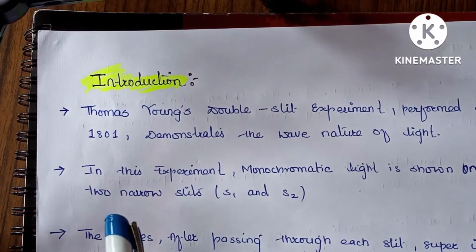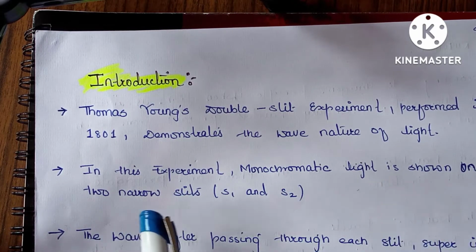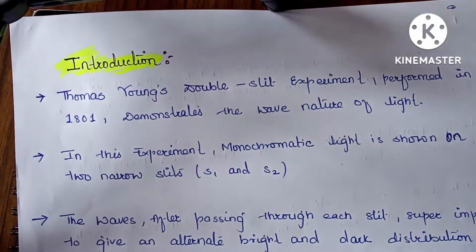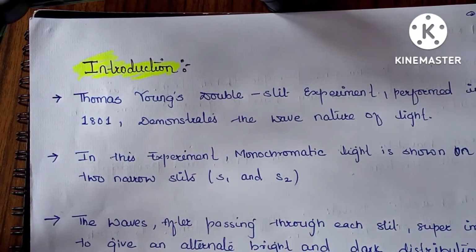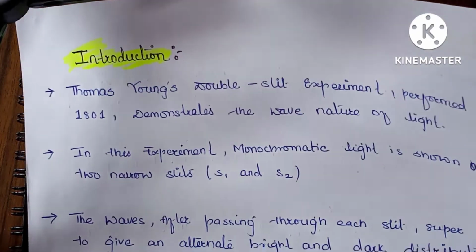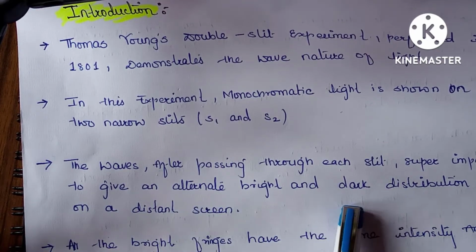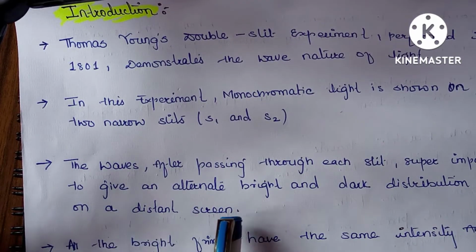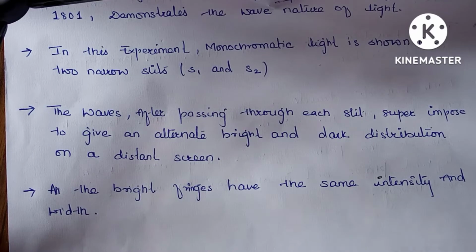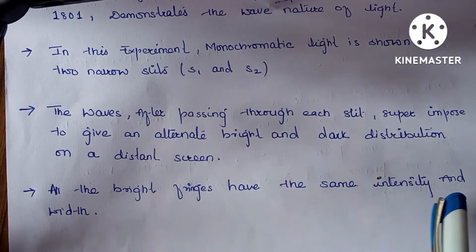Number 2. In this experiment, monochromatic light is shone on two narrow slits. You can call them S1 and S2. Point number 3. The waves, after passing through each slit, superimpose to give an alternate bright and dark distribution on a distant screen. Point number 4. This is the last point. All the bright fringes have the same intensity and width.